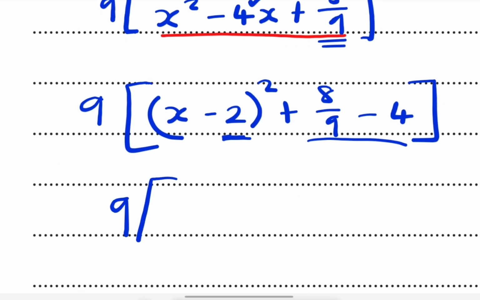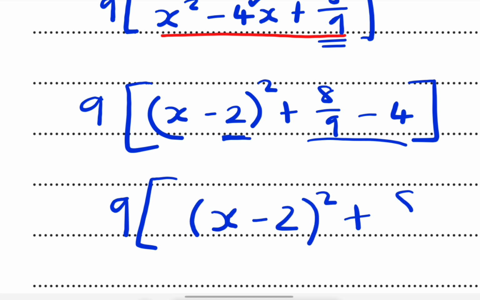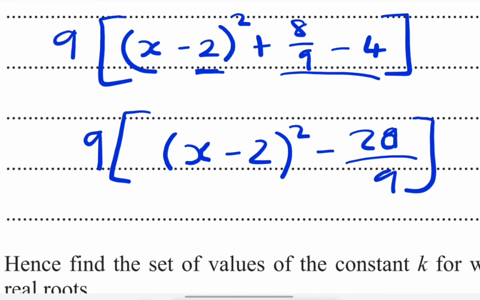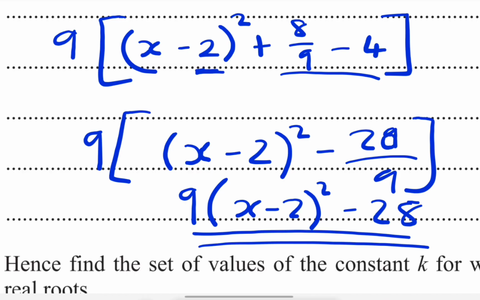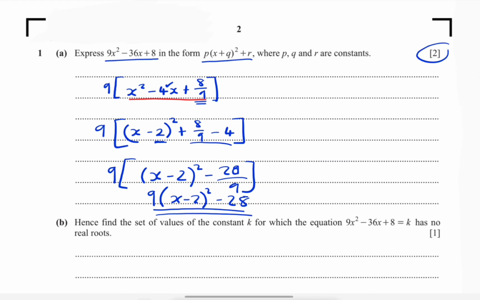So this will be 9 square brackets x minus 2 squared plus 8 over 9, this is the part that I've just simplified to minus 28 over 9. Now multiplying everything by the 9, we get 9(x minus 2) squared minus 28. And this will be our answer for 2 marks.